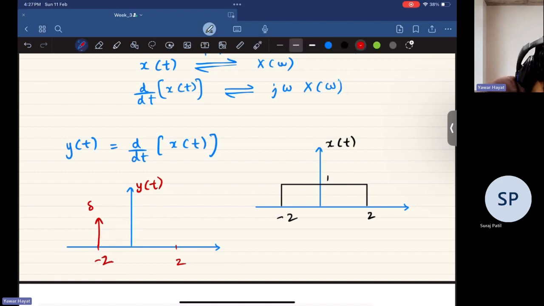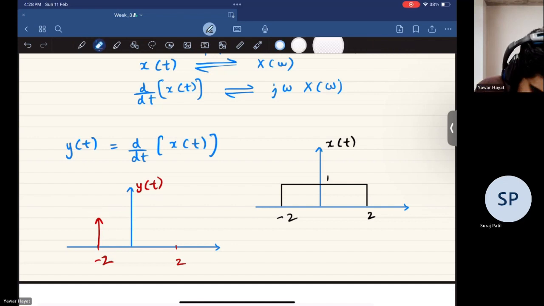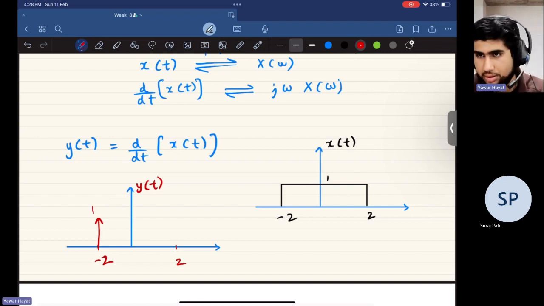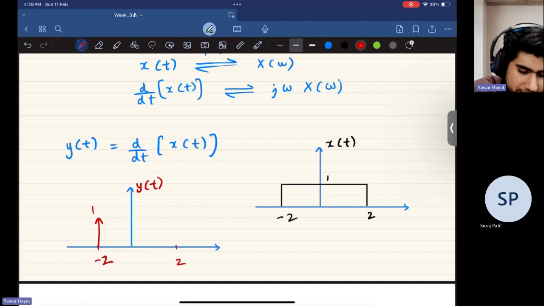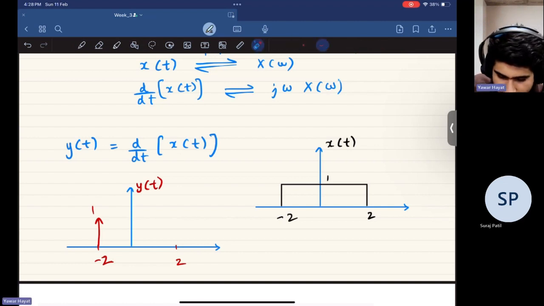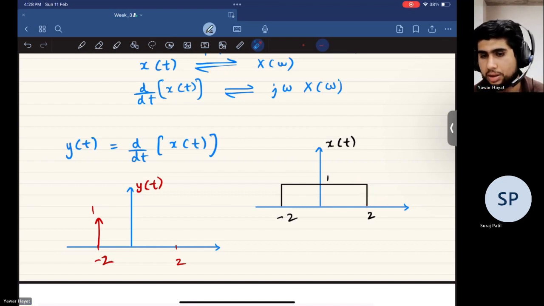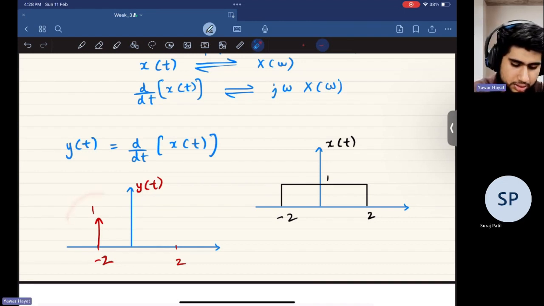Now I'm shifting this. We'll say that this would be a delta function of magnitude 1 here. And what about at 2? What happens at 2? This function goes from 1 to 0, right? So what should I do? What would be the strength of this delta function? Is this part clear? What I did here?